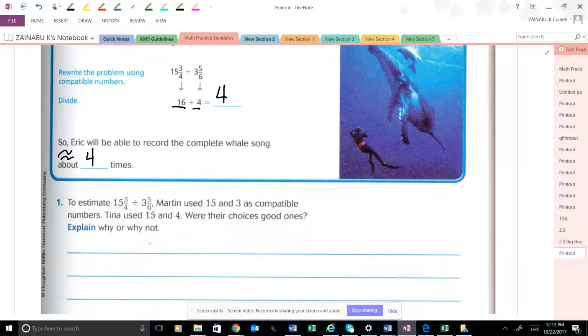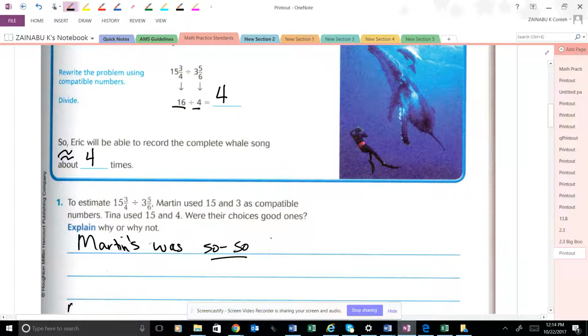And the 3 and 5/6 is closer to 4 than it is to 16. So Martin's choice was, I guess, okay, because we can take groups of 3 into 15 evenly. But Tina, using 15 and 4, well, can we take 4 into 15 evenly? No. So we're going to just go ahead and write that Martin's was so-so. At least I'm going to.